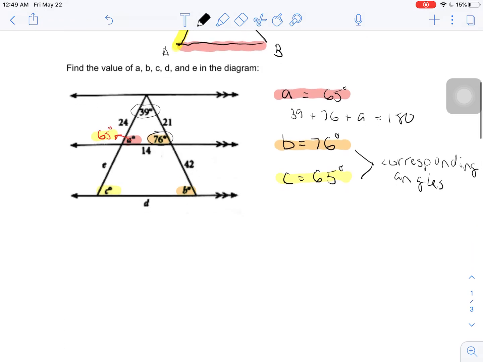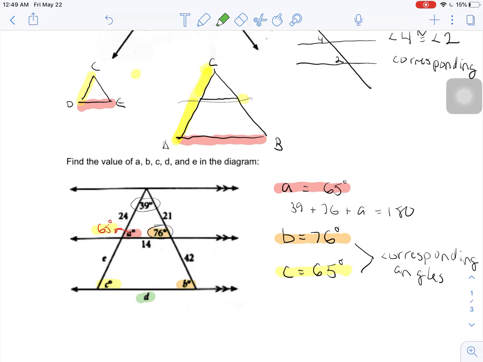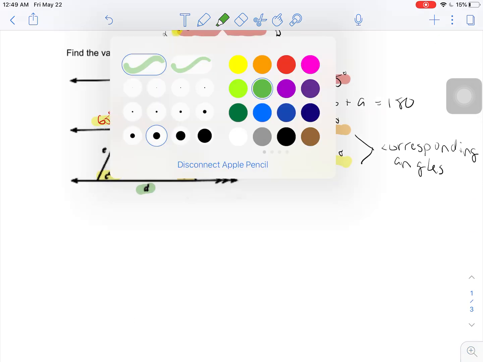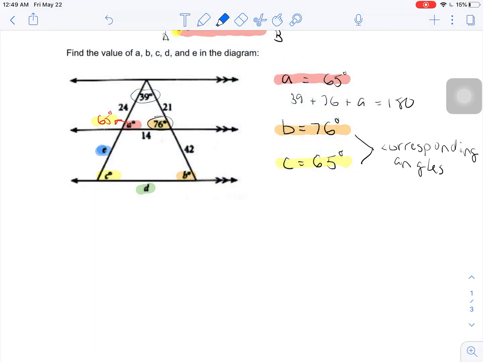Now, D and E. So D is down here. It is not an angle. It is a side length. If you remember what I was saying before about my advice when you have one triangle inside another triangle, to draw the triangles out separately, we are actually going to do that before we try and calculate D and E, which is also a side length. So those are both side lengths.